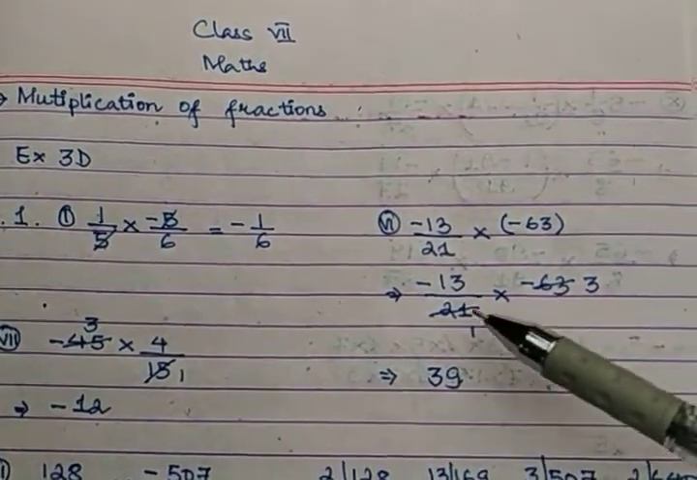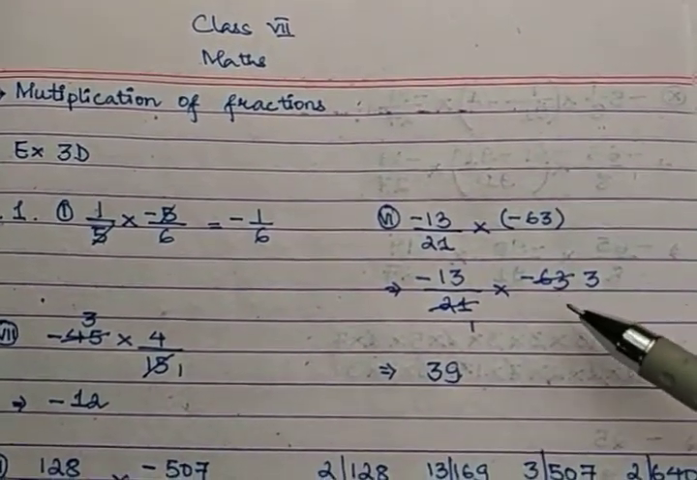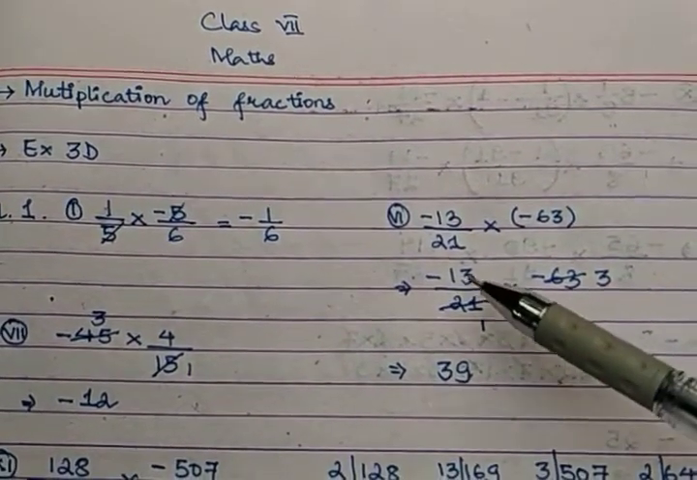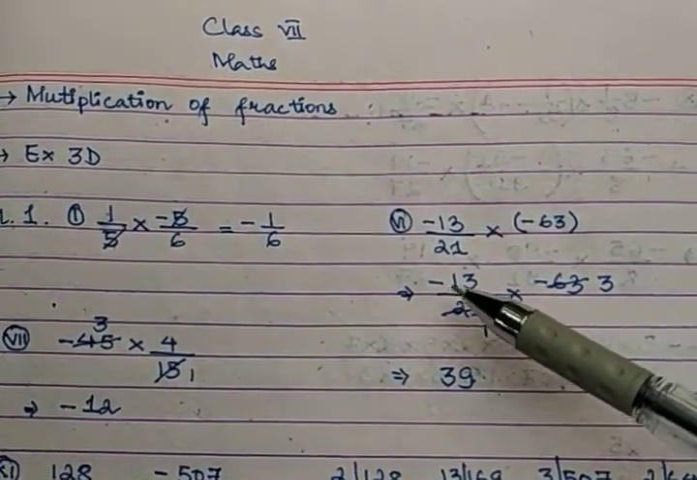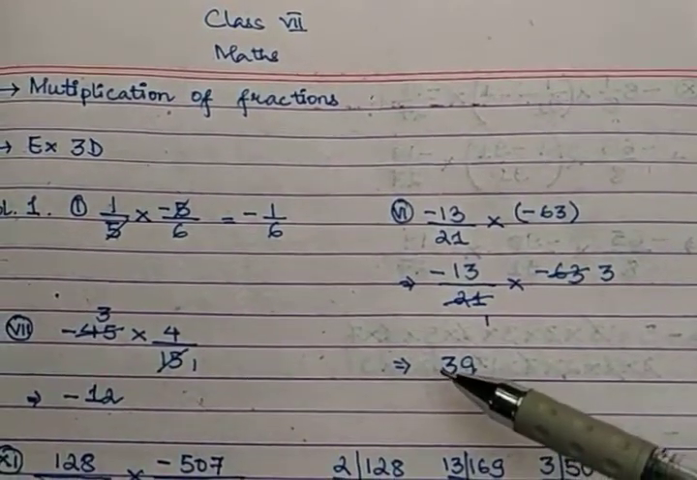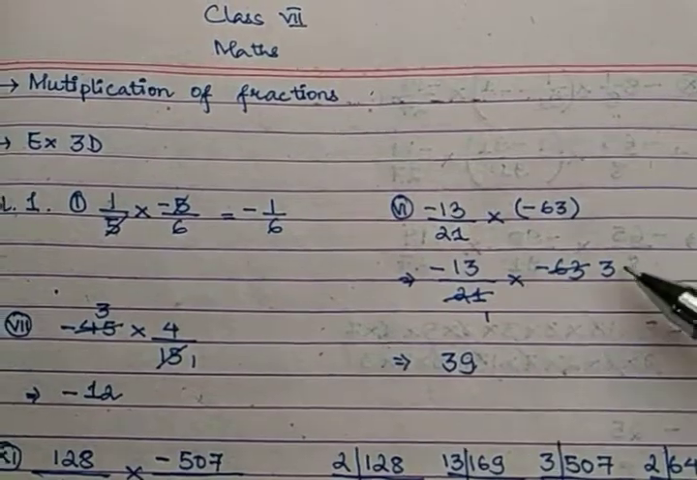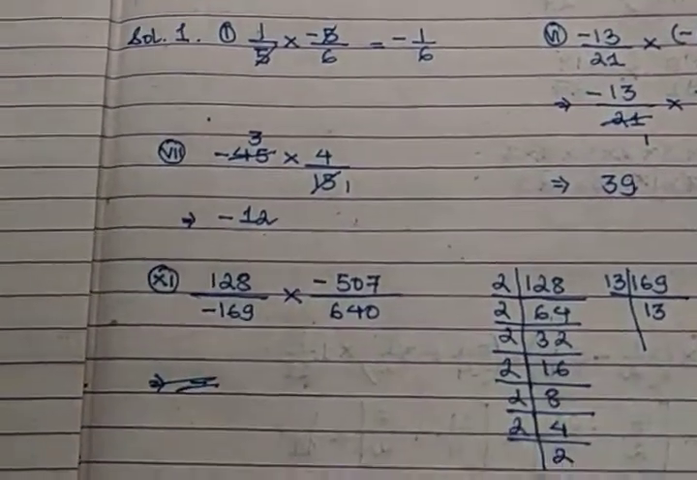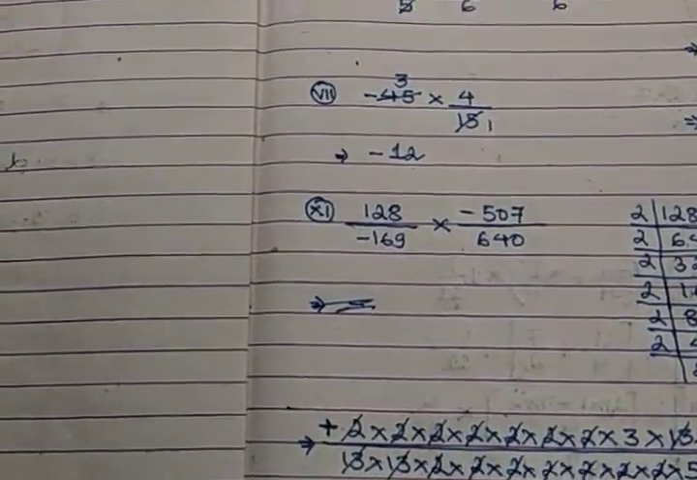As I said, after all the cancellations, first of all we need to multiply the sign, because we are doing multiplication of fractional forms. Numerator into numerator, minus into minus, it's plus, no need to mention the plus sign. 13 into 3 is 39. Is it okay? I hope you have understood. It's an easy one, isn't it?